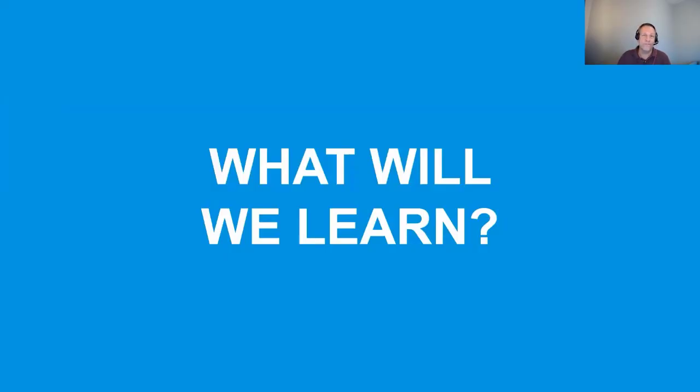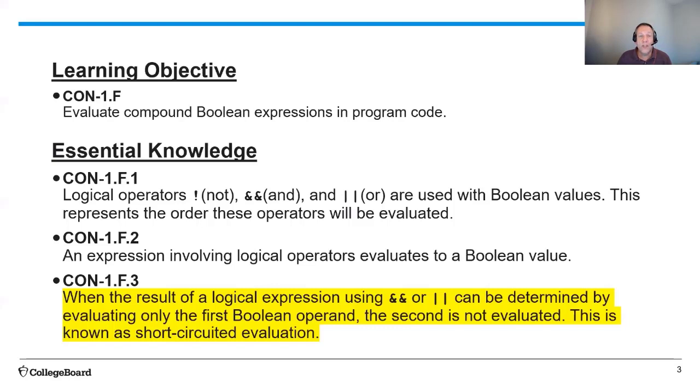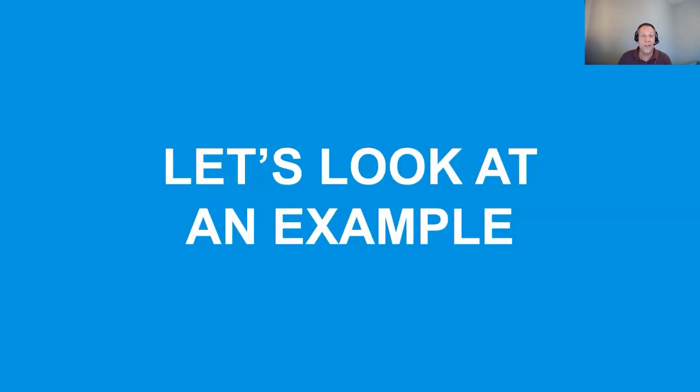So what will we learn? Again, we're still looking at evaluating compound Boolean expressions in our code. Like we've done in our previous videos in this topic, we are going to be using our logical operators, not, and, or. We're going to be evaluating logical operators so that we can put an expression down to a single Boolean value. And today we're going to add in the idea that a logical expression can sometimes be determined by only looking at the first Boolean operand, and this is called short-circuited evaluation. So let's look at an example.